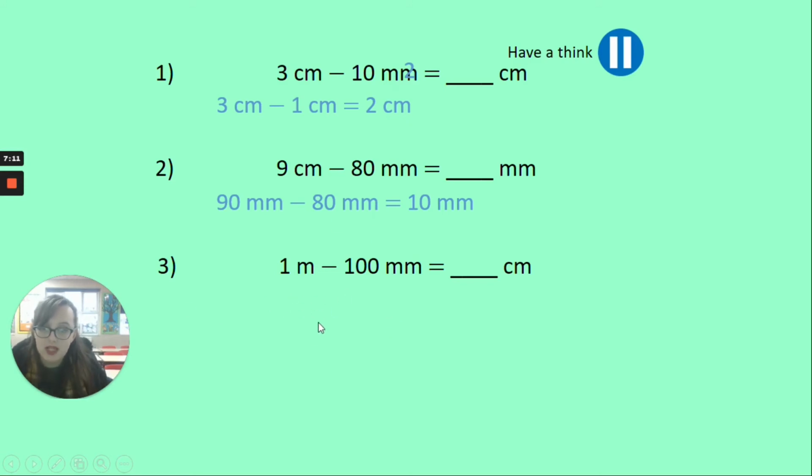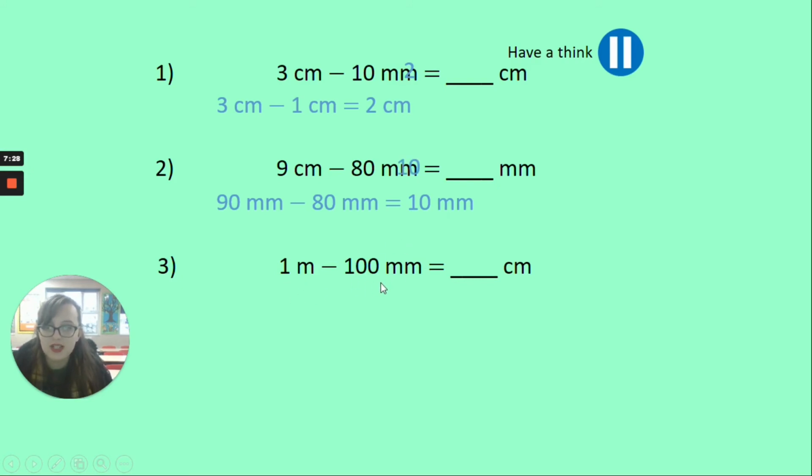I've got 1 metre, take away 100 millimetres, gives me how many centimetres? So here I need to change both parts of this subtraction sentence to be centimetres. 1 metre I know is 100 centimetres.